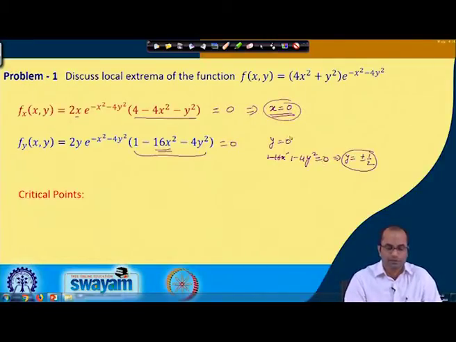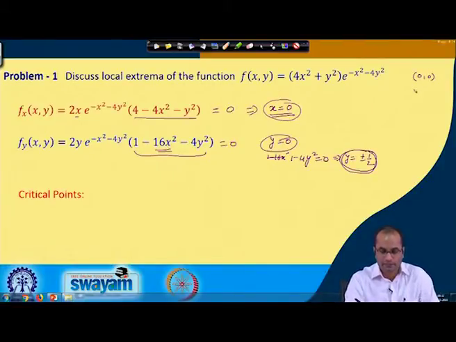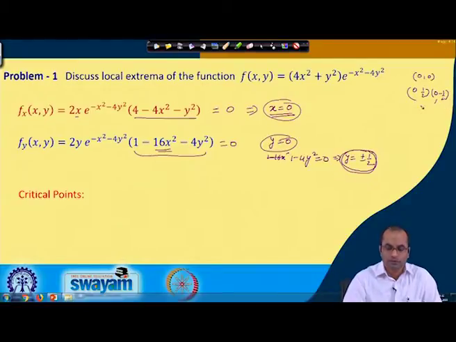To set it to 0, either y equal to 0 will make this 0, or along with x equal to 0, if we take y equal to plus half or minus half, that will also be 0. So, basically we are getting 3 points in fact. The point (0,0) is one point, then (0, plus half) another point, and (0, minus half) another point. So, there are 3 points here which can make both fx and fy 0.